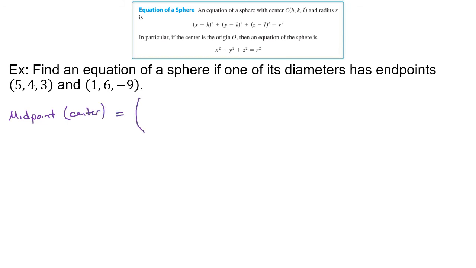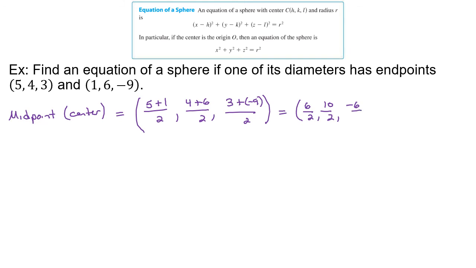And to find the midpoint, I just take the x's, add them, and cut them in half. Take the y's, add them, cut them in half. Take the z's, add them, cut them in half. And so that would be 6 halves, 10 halves, and negative 6 halves, which would be 3, 5, negative 3. This is the center.